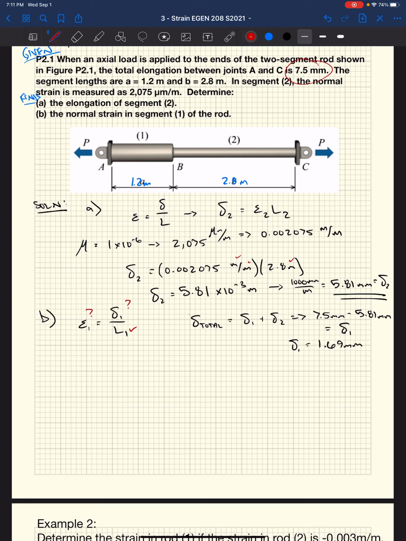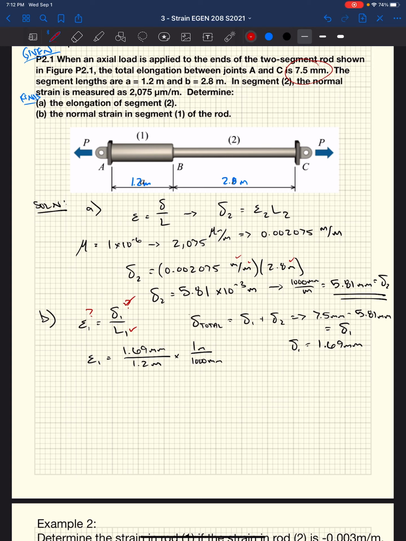Well, now we have delta 1, so we can just plug through the equation. Epsilon 1 equals 1.69 millimeters divided by 1.2 meters. That was the length of segment 1. Before we get ahead of ourselves, we need to have consistent units. So we multiply by 1 meter over 1,000 millimeters. I converted to meters. You could have kept it as millimeters if you wanted to.